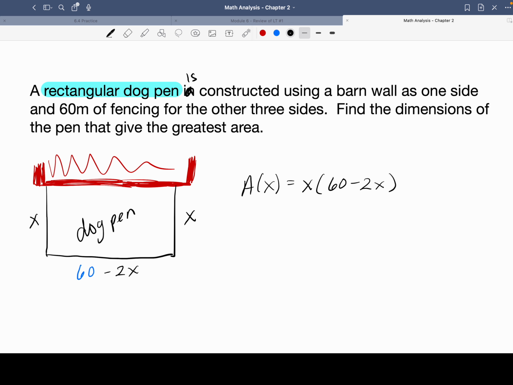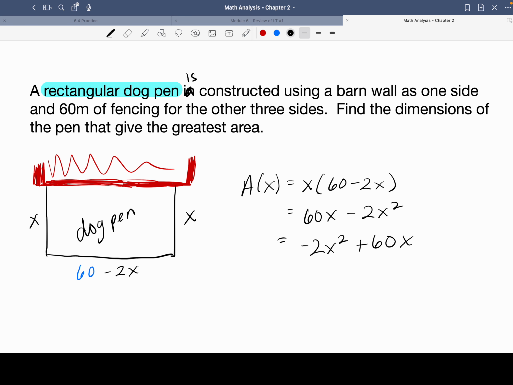So we distribute the x. I don't want to skip the step, I guess. We'll say 60 times x minus 2x squared. And so now I'm going to rearrange it, and it looks like that. And so what does that give me? That gives me quadratic form and actually standard form.